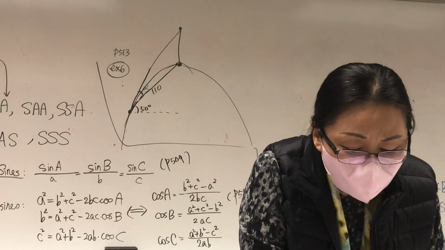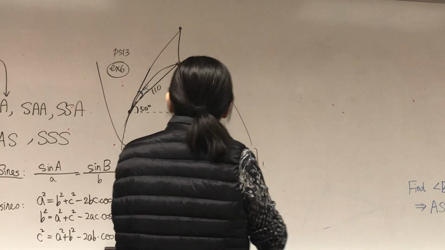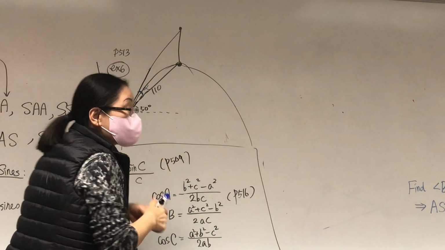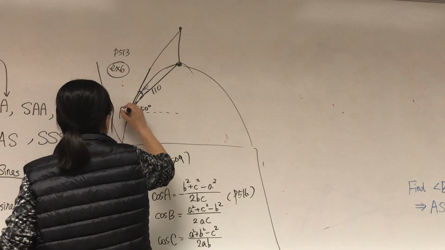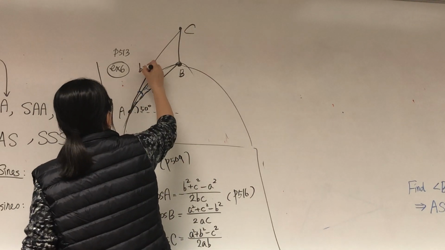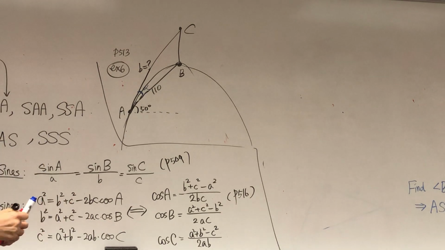Find the distance from the observer to the bird. So our question is this length. Am I right? Yes. Now let's set up A, B, C. So we are looking for B. Am I right? Okay?